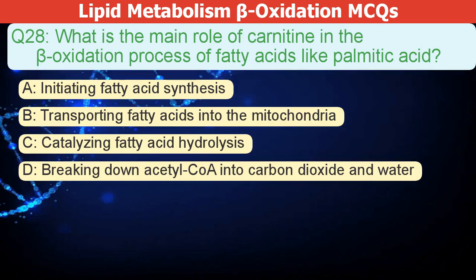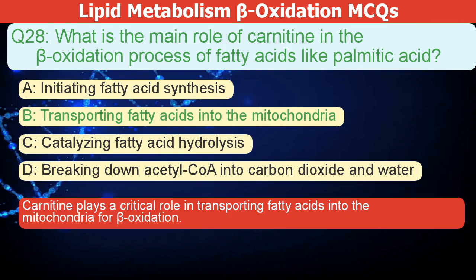What is carnitine's main role in beta-oxidation of fatty acids, like palmitic acid? A. Initiating fatty acid synthesis. B. Transporting fatty acids into the mitochondria. C. Catalyzing fatty acid hydrolysis. D. Breaking down acetyl-CoA into carbon dioxide and water. The correct answer is B. Carnitine plays a critical role in transporting fatty acids into the mitochondria for beta-oxidation.